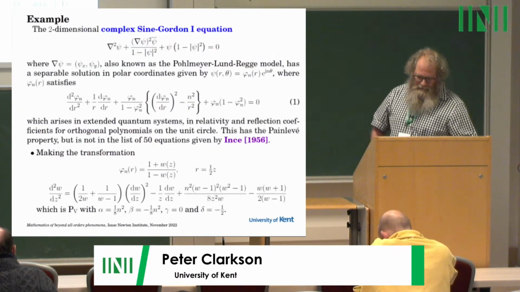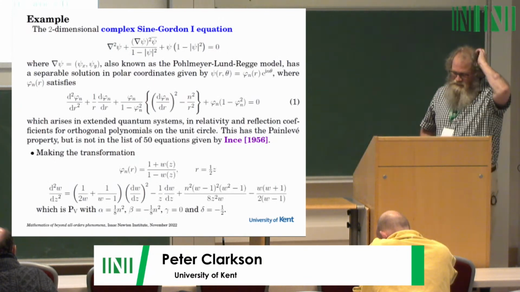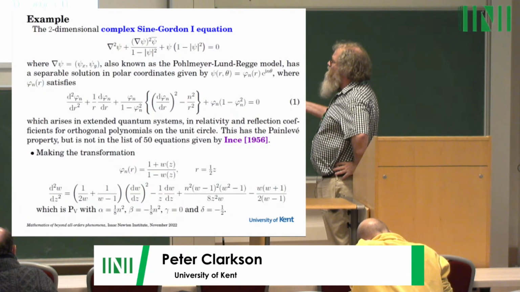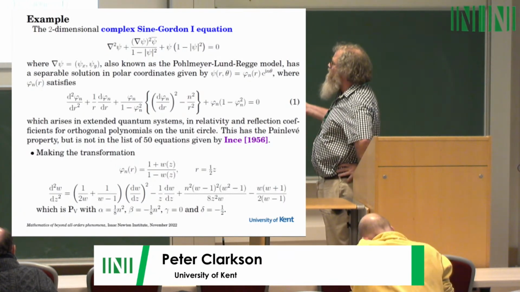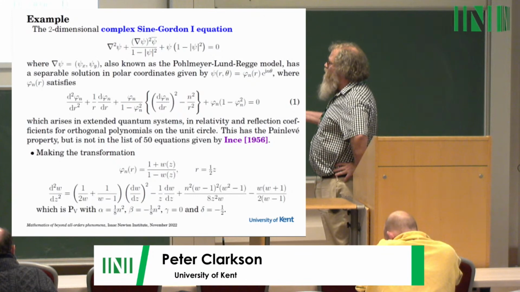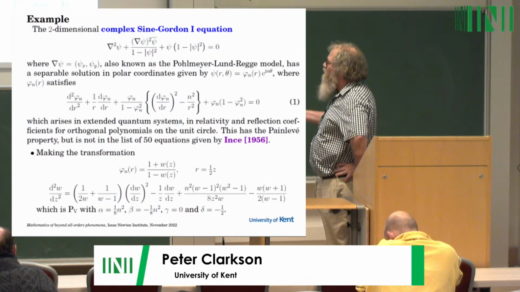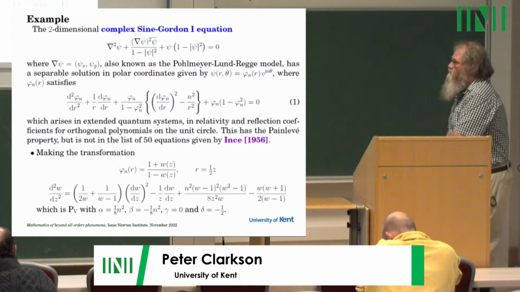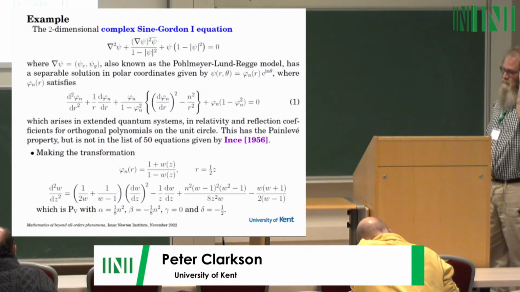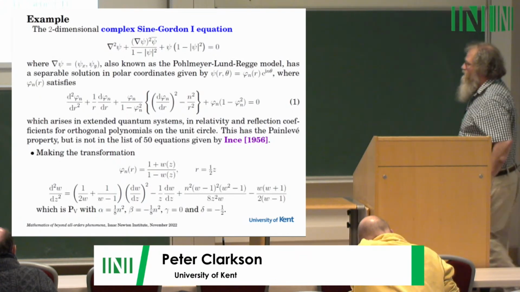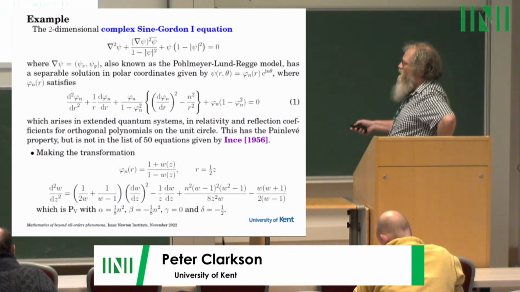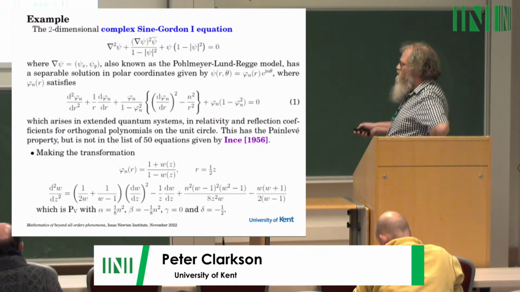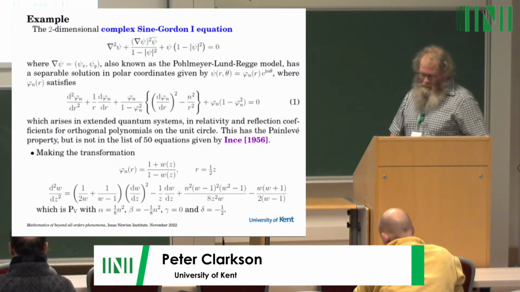Okay. So now let's look at some complex sine-Gordon equations. So here is a complex sine-Gordon equation, also known as the Pohlmeyer-Lund-Regge equation. If you look for a separable solution, you get this kind of second-order equation, which arises in other contexts as well. It's not one of those on Painlevé's list, but you can turn it into Painlevé V with gamma equals 0 using this transformation.